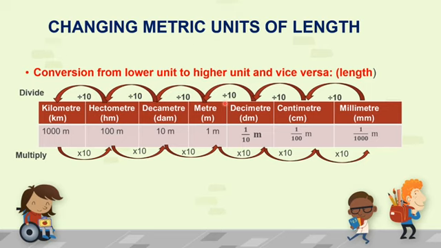You can keep the short form keyword in mind, LHD, where L is lower, H is higher, D is divide. Whenever you see any question where a lower unit is to be converted into a higher unit, you understand that you have to divide. And whenever a question asks for a higher unit to be converted to a lower unit, there you have to multiply. HLM.